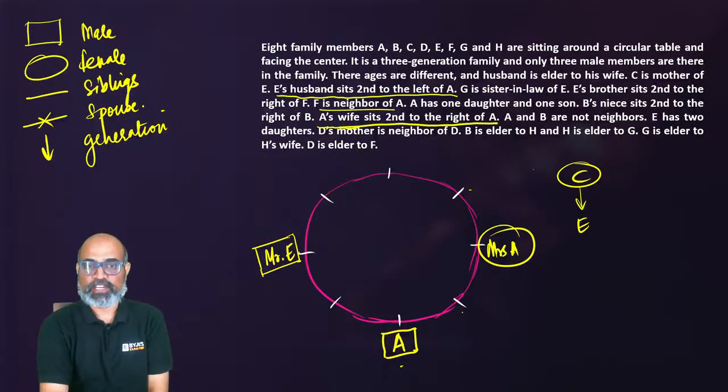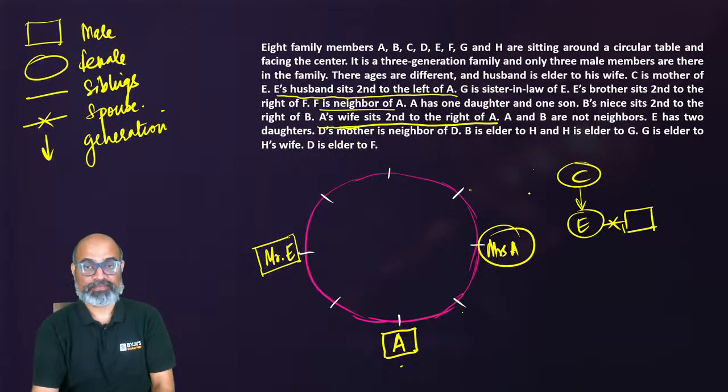So C is mother of E. E's husband. So E is female, and husband means married. This is not A, right? Because he is sitting to the left of A. This guy cannot be A. G is sister-in-law of E. Sister-in-law of E means husband's sister.